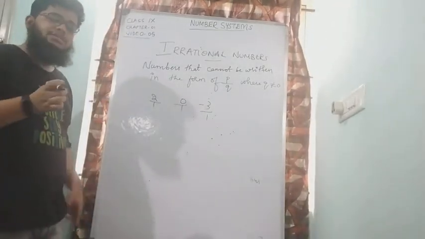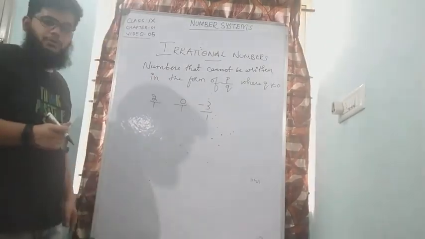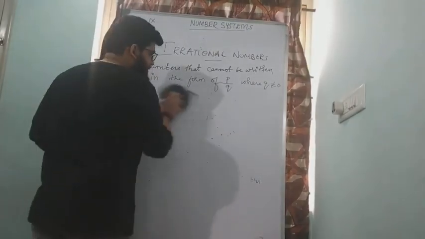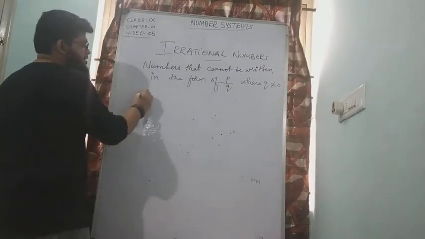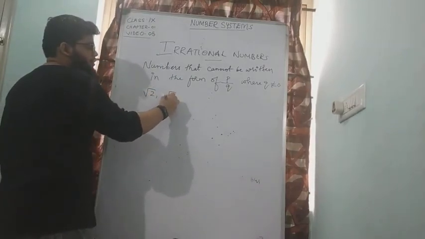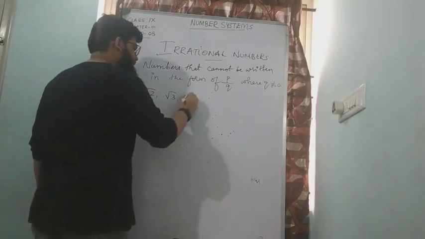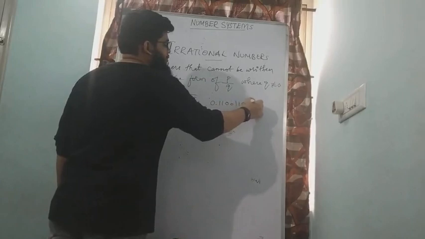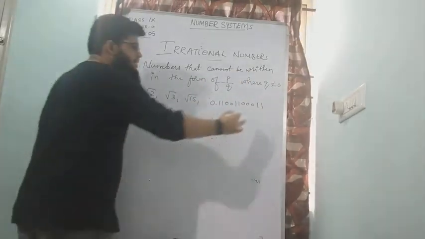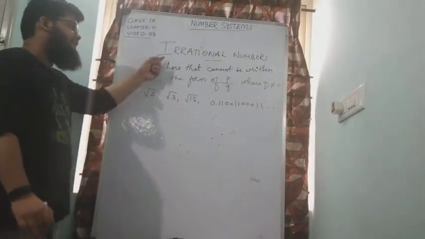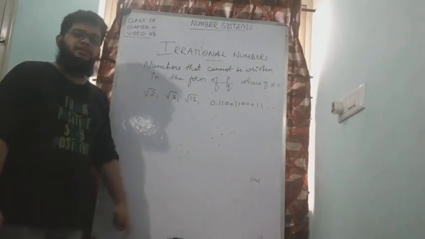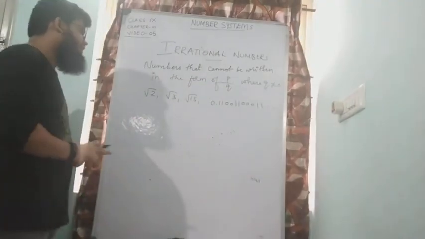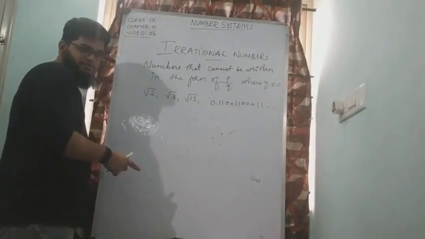But there are numbers that can't be written in the form of P by Q. Such numbers are called irrational numbers. Let us write down some examples. Some examples of irrational numbers are √2, √3, √15, 0.110011000011, anything. So all these are examples of irrational numbers because these numbers cannot be written in the form of P by Q.